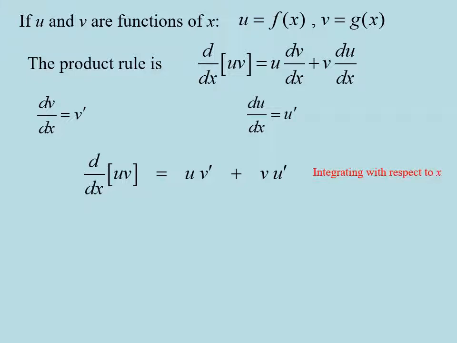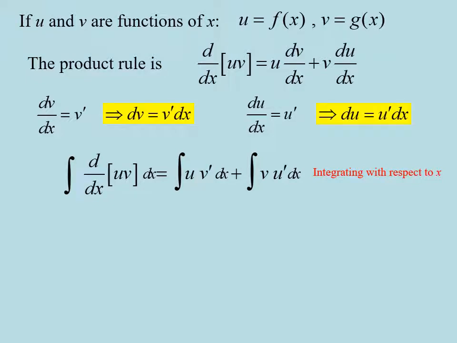We're also going to do the integral of both sides with respect to x and do a little bit of renaming. dv is the same thing as v prime dx, and du is the same thing as u prime dx. So we're going to replace the quantities that we just said, and this is what our formula looks like, which is on our formula sheet and which we need to learn how to do.